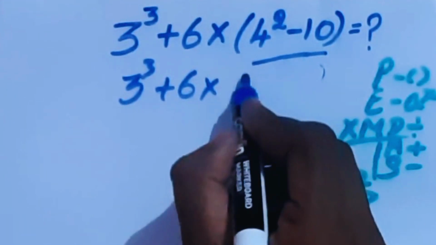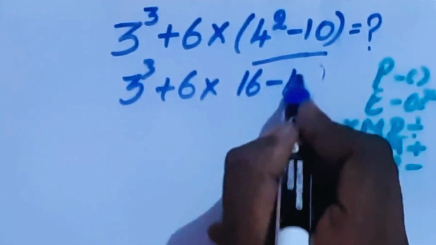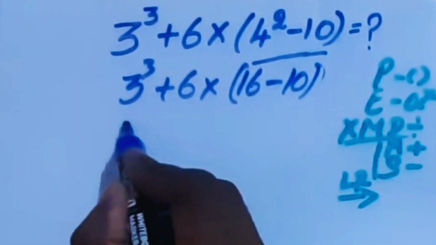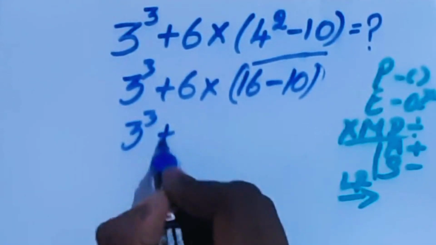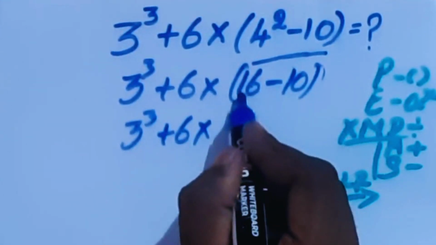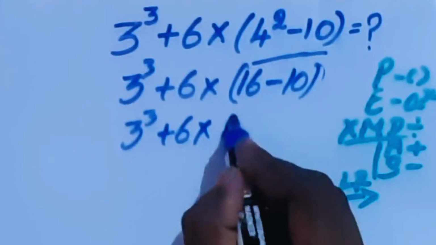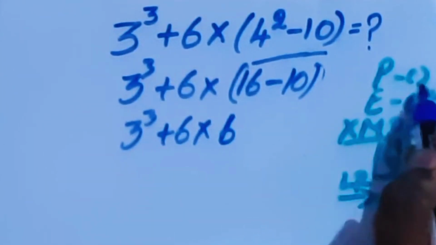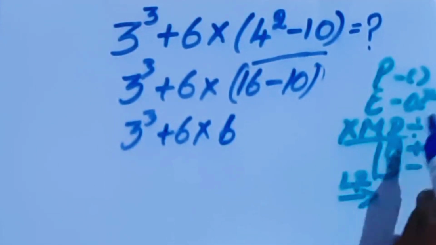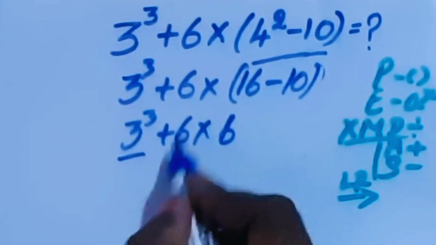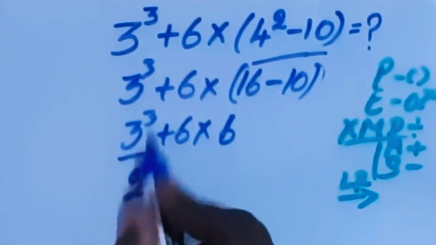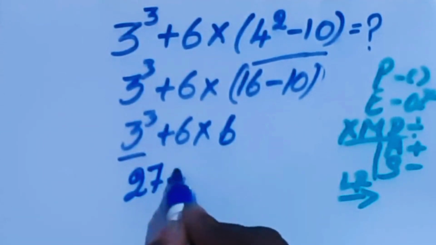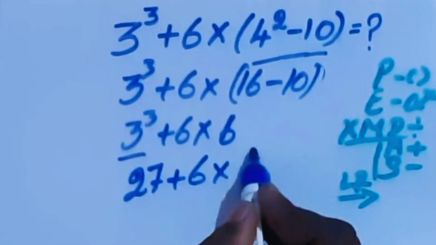Here 4 power 2 is 16 minus 10 in bracket. Here 3 power 3 plus 6 times, here 16 minus 10 is 6. Now we have exponent. Exponent is higher priority than this operation. So we have to do this exponent before this operation. So 3 power 3 is 27 plus 6 times 6.